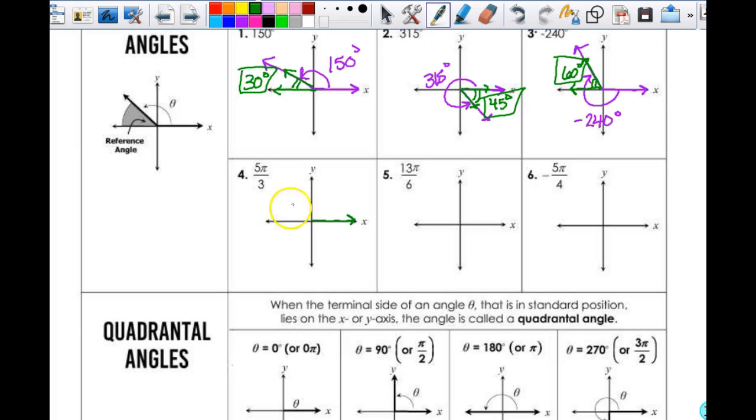If this is 180 and it's pi, then pi thirds would be a third of that. What's a third of 180? 60. So pi thirds is 60, right? So this 5 pi thirds, I'm here, I go around, and 6 pi thirds is 60, but I don't make it all the way, so I've got it about right there.